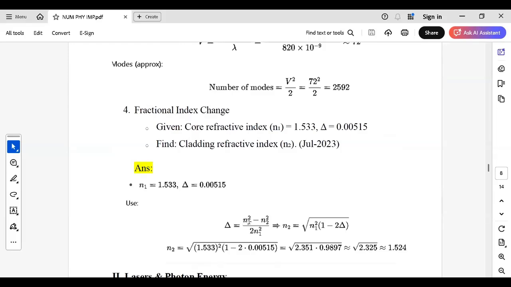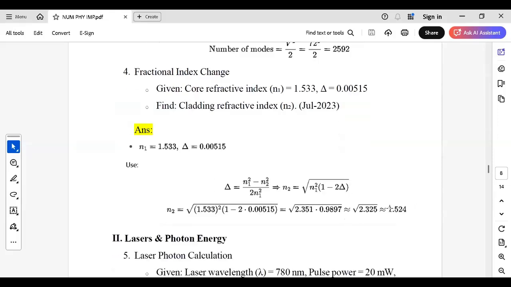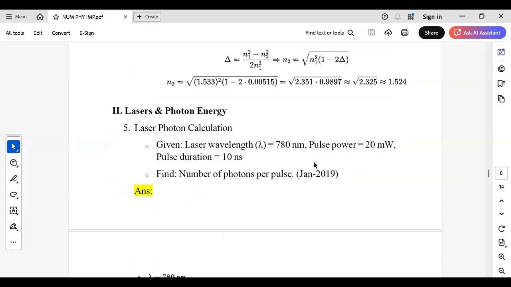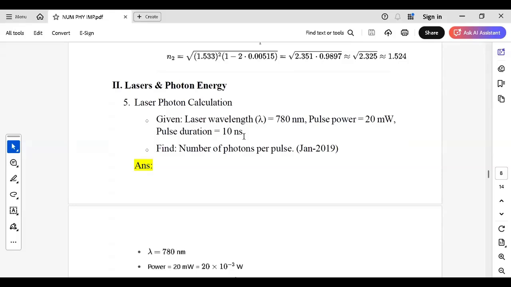What is the fractional index change formula? Delta is equal to n1 square minus n2 square divided by 2n1 square, right? So what is given here? N1 is given, delta is given. You have to find n2, which is the cladding refractive index, using the fractional index change formula, right? So you're finding the n2 value as 1.524. Yes, moving on to the next question.